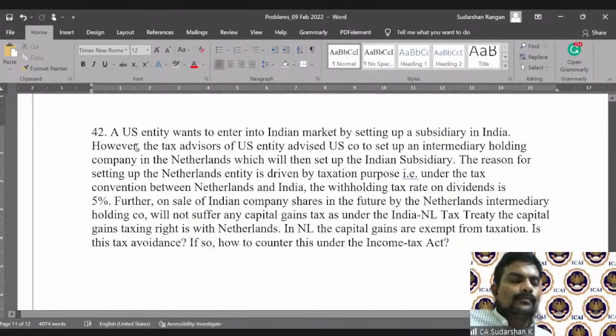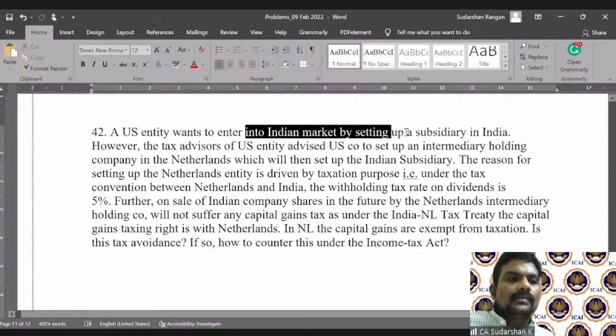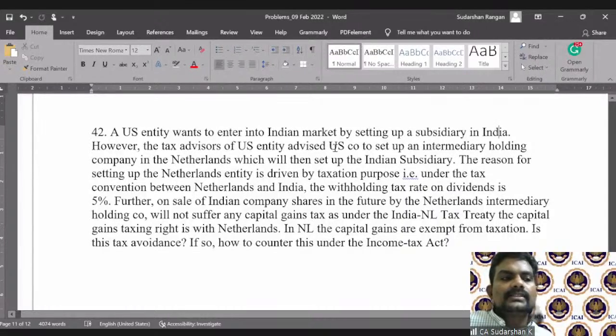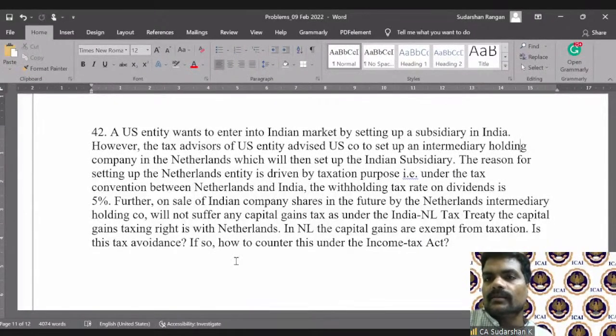Question number 42. This is how a typical tax avoidance or tax evasion strategy happens through the tax treaty network. A US entity wants to enter the Indian market by setting up a subsidiary in India. However, the tax advisors of the US entity advised the US company to set up an intermediate holding company, which will then set up the Indian subsidiary. So it will be the US company, which will set up a Netherlands company. Underneath will be the Indian company.